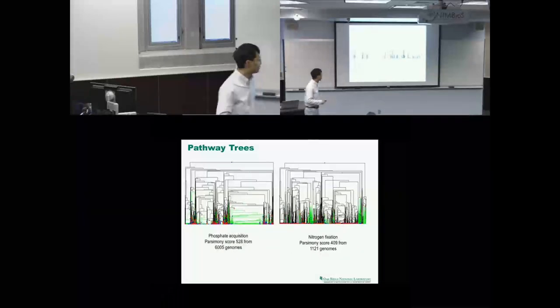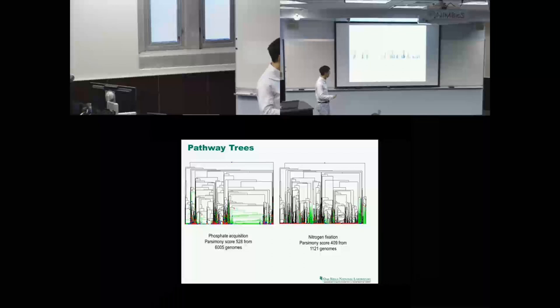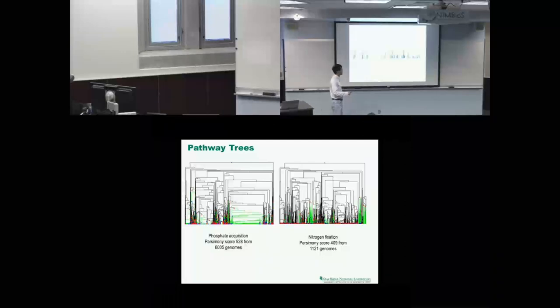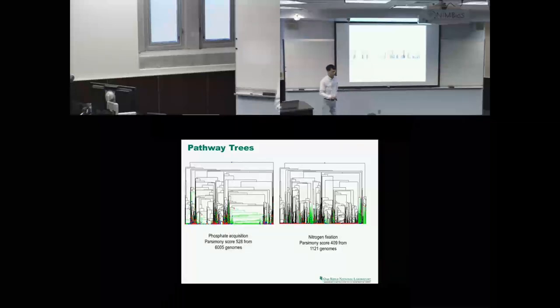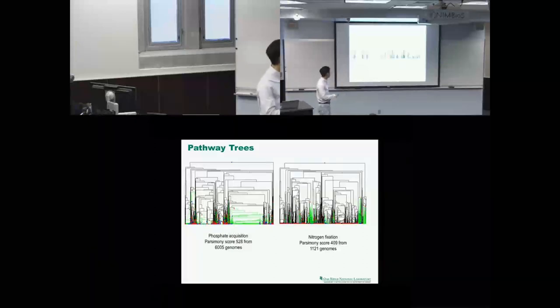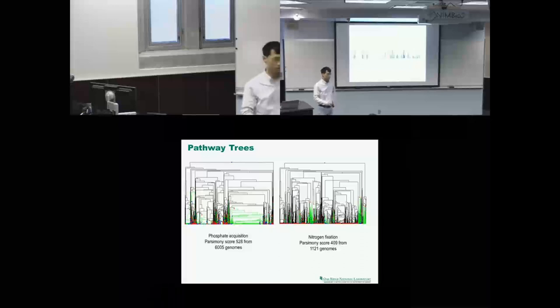This is another example. This is phosphorus acquisition versus nitrogen fixation. Both phosphorus and nitrogen are essential nutrients, and these are two ways they can be gained. These two pathways have a similar parsimonial score, but phosphorus is much more prevalent than nitrogen. So this means nitrogen fixation is retained in a smaller number of phyla, but once it's gained, it doesn't get lost very frequently, and it cannot be gained very frequently. But the phosphorus acquisition went through much more frequent losses and gains.